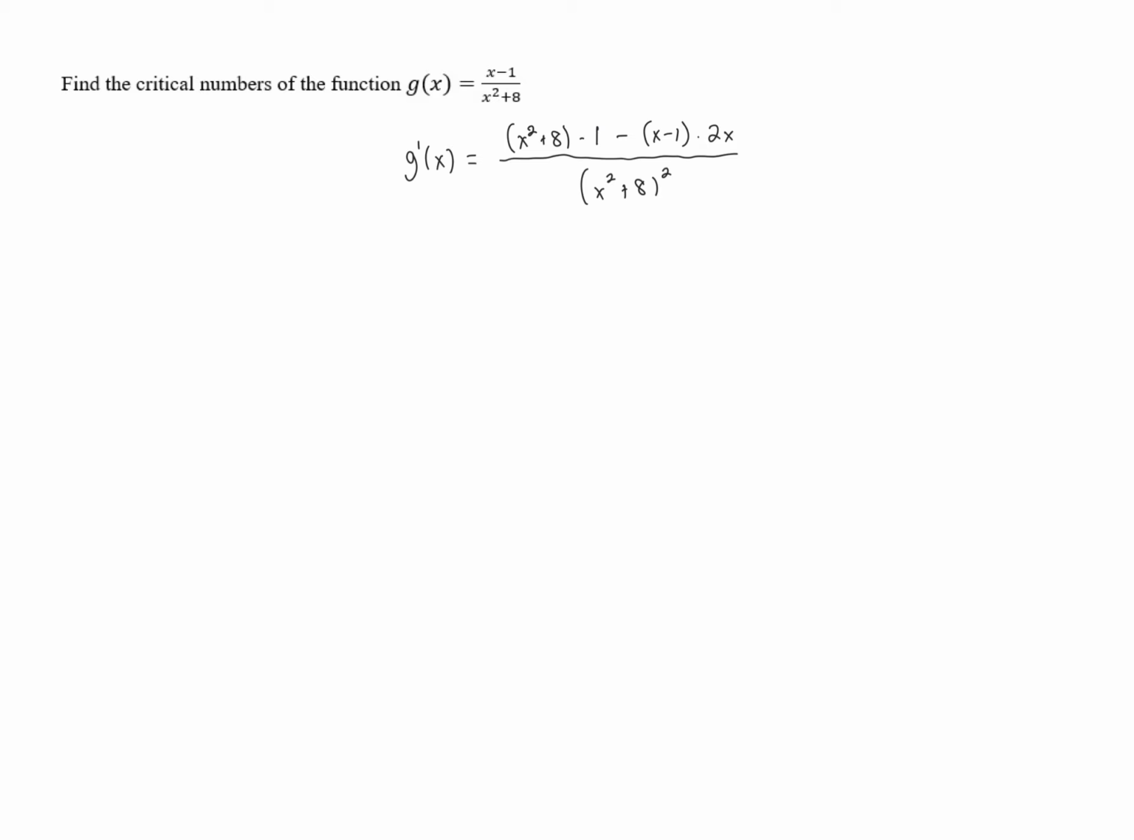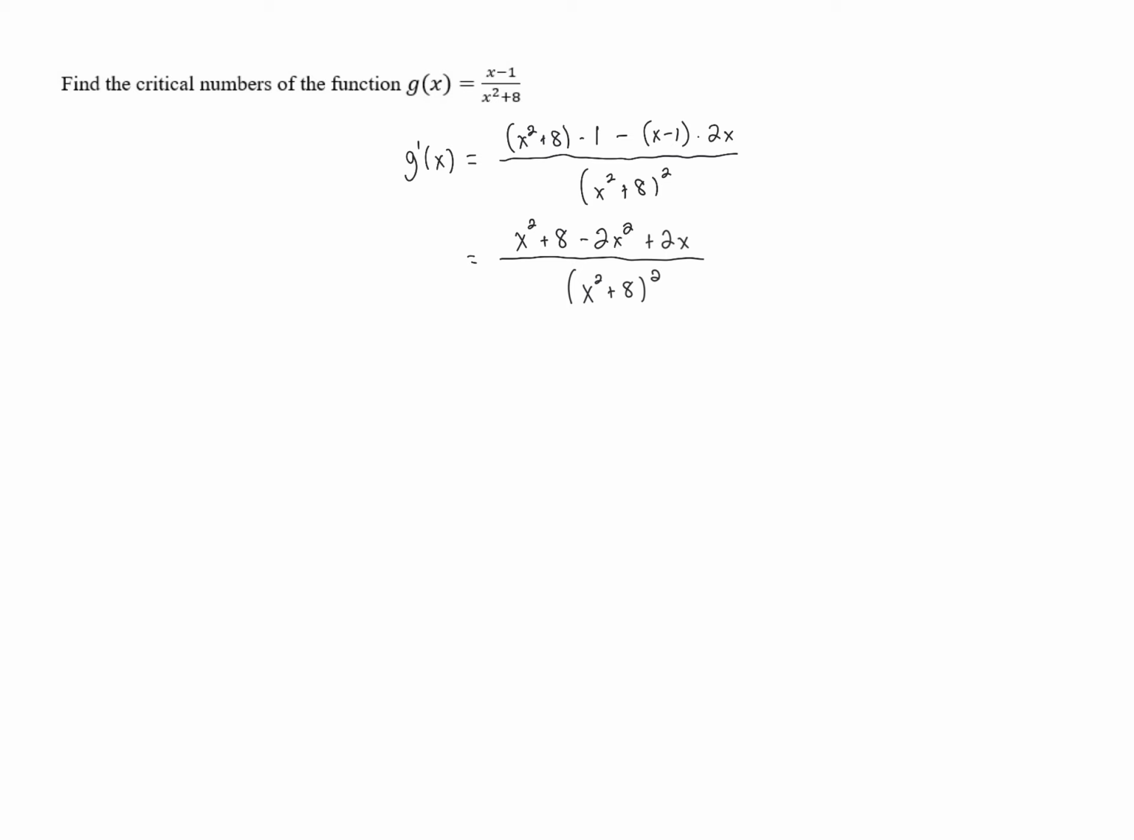So we've got a little bit of math to do in the numerator. Anything times 1 is itself, so we're just going to have that x squared plus 8 be there. And then for the other bit, we have to distribute both the negative and the 2x inside here. So if we take negative 2x times x, that's going to be negative 2x squared. And then if we take negative 2x times negative 1, that's going to be positive 2x. And the whole thing is over x squared plus 8, quantity squared.